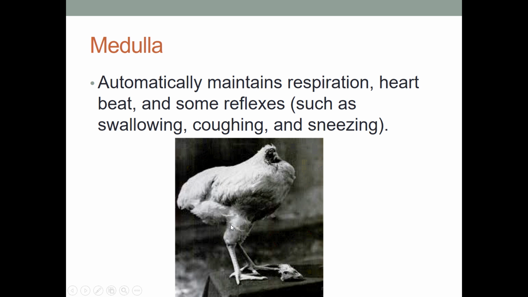If we move up a little bit further, you find the medulla. The medulla are a series of neurons that create a neural structure that's responsible for maintaining all of the automatic functions of your body. So the medulla plugs directly into the autonomic nervous system to run some things like respiration, which is breathing. It gets your heart beating, and it also helps with some basic reflexes like swallowing, coughing, and sneezing. And those come from the medulla as well.